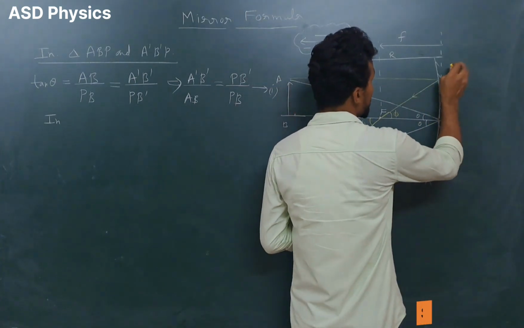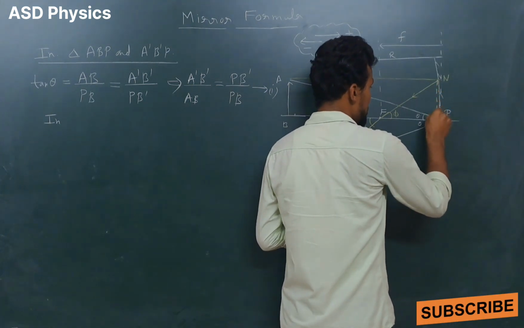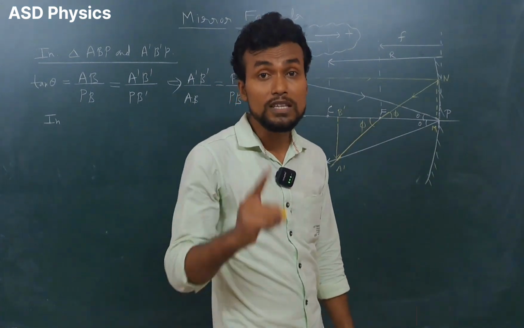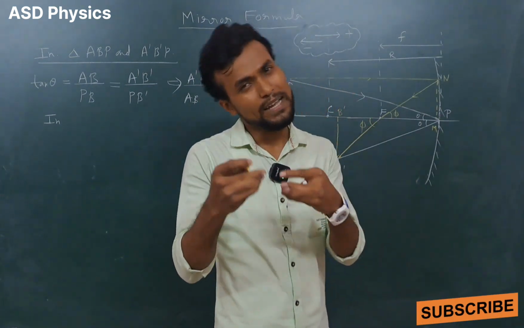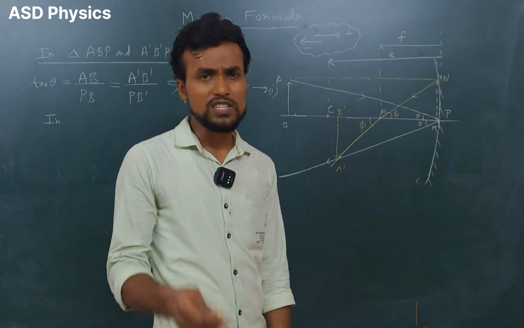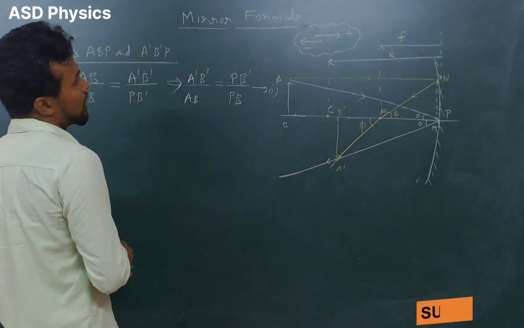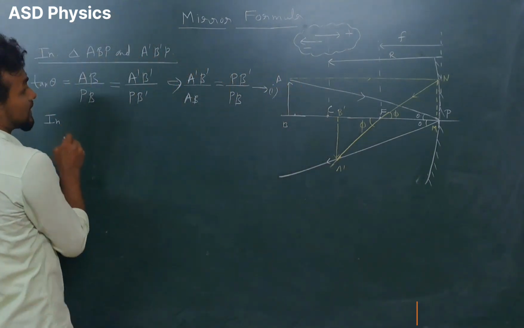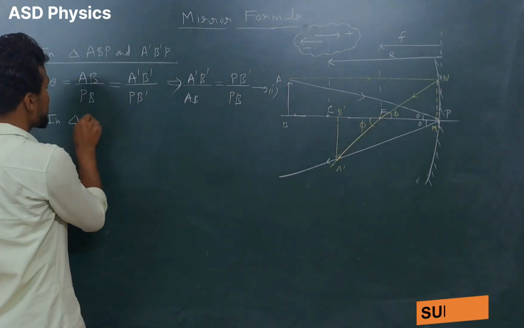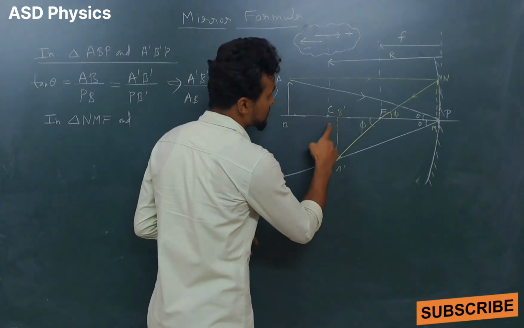So here I have taken this point N, and we'll draw one perpendicular here. If the mirror is as less curved as possible, then point M, that perpendicular, is very close to P. That means point M and point P we can consider both at the same place. So whenever we take the distance, we will take all the distances from P only. Now I am going to take the triangle NMF, and this triangle A'B'F.